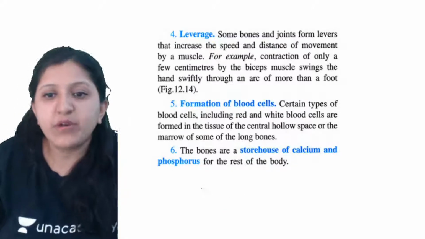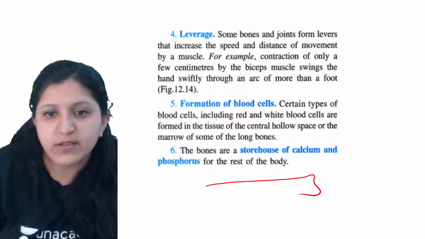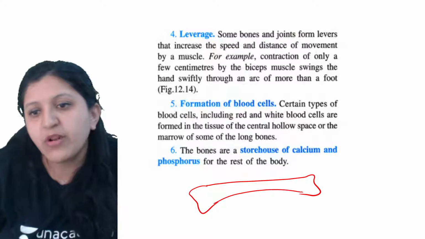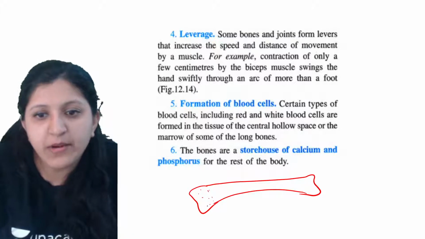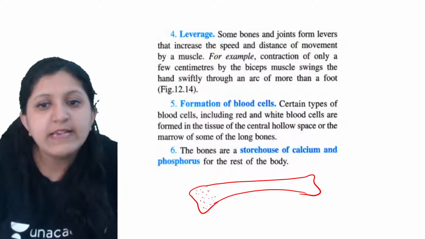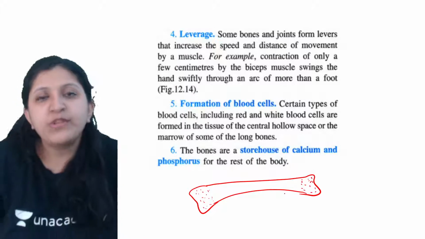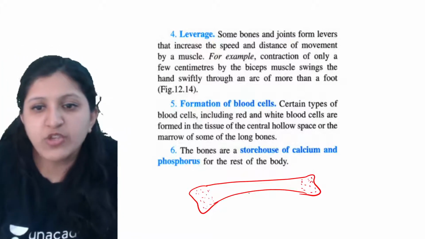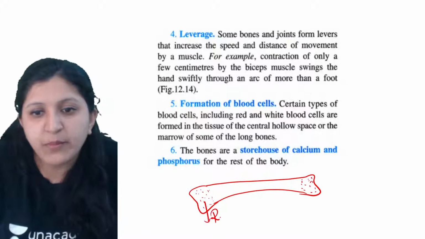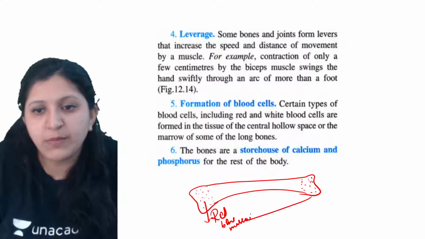So when we draw a bone, the structure will be somewhat like this. Let's say this is a bone structure. Here you can find the red bone marrow in spaces, because as there is a tubercle, the space appears like a sponge. So this one is the red bone marrow, at both the ends.